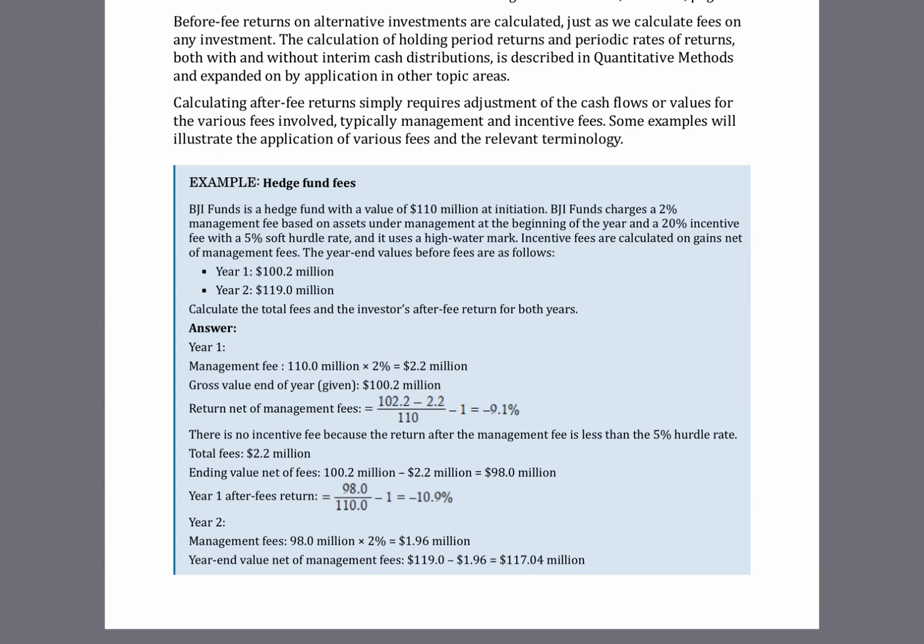So what is the gross value at the end of the year? It's 102.2. So the return will now be, what do you think? Should it be 102.2 minus 2.2, or should it be 102.2? What do you think?